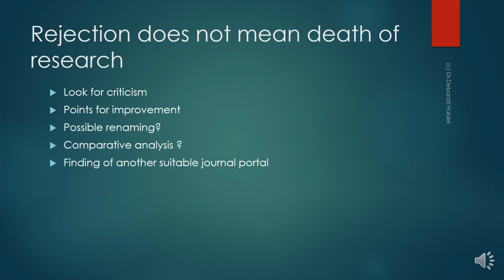It is advisable that the paper be renamed after it has been completely rejected by the earlier journal, so that when the paper goes to some other journal, it is not confused to be the same old rejected research paper, because the reviewers may be common for many journals. There can also be some possibilities of improving that research paper through comparative analysis, and the researchers should not miss such points. Also, the researcher can go ahead and find another suitable journal portal for publishing his or her research.